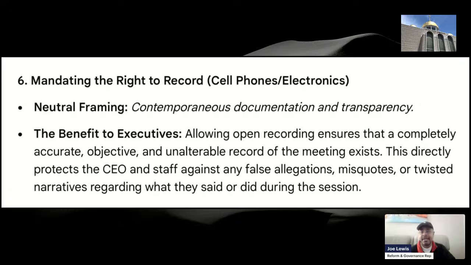Number 6, mandating the right to record with cell phones and electronics. Contemporaneous documentation and transparency. The benefit to executives is allowing open recording ensures that a completely accurate, objective, and unalterable record of the meeting exists.